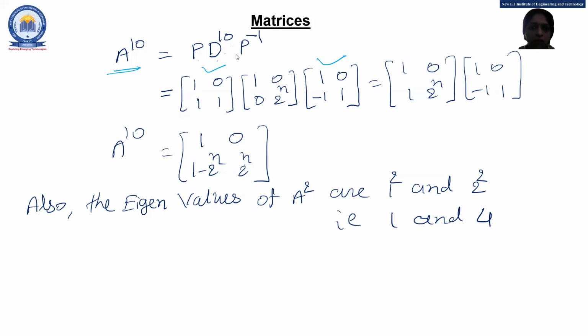In general, this one is 1, 0, 0, 2 raised to n. By the multiplication of these two matrices with this one, we get this. And by putting n equal to 10, we get 1 squared and 2 squared, the eigenvalues of A raised to 10, right? So this is the answer of the given question. So please let me know if you have any doubt.